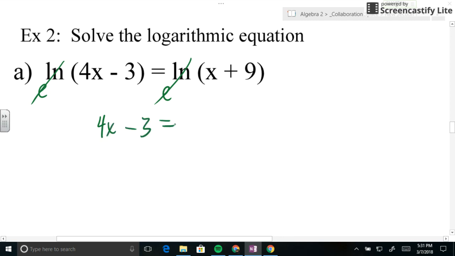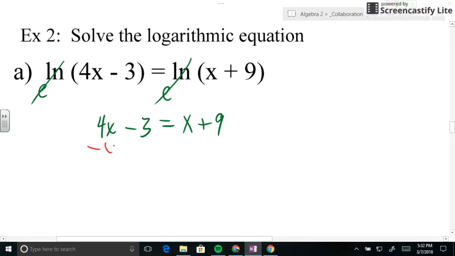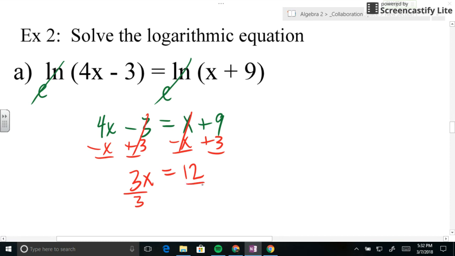You will get 4x minus 3 equals x plus 9. And at this point, I just get the x by itself. So I would subtract x and add 3 to both sides, at the same time. That cancels out the x on the right and the 3 on the left. So we get 3x equals 12. And then the last step, divide by 3, so we will get x equals 4.